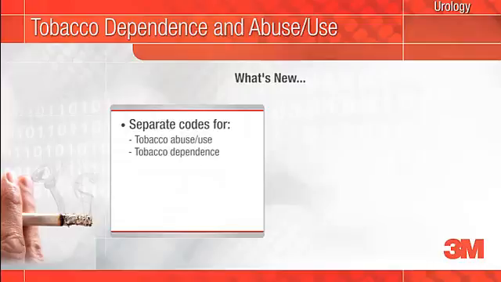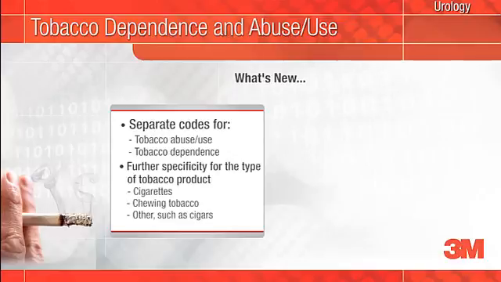ICD-9 provided a single code for tobacco abuse and dependence without differentiation and without further specificity for the type of tobacco product. ICD-10 provides separate codes for these. If your intended diagnosis is dependence, dependence is what you should document rather than abuse. According to the Centers for Disease Control and Prevention, most smokers are dependent, and nicotine dependence is the most common form of dependence in the U.S.